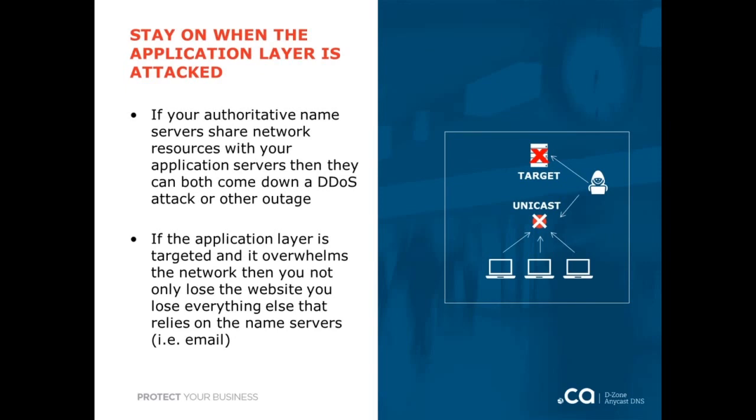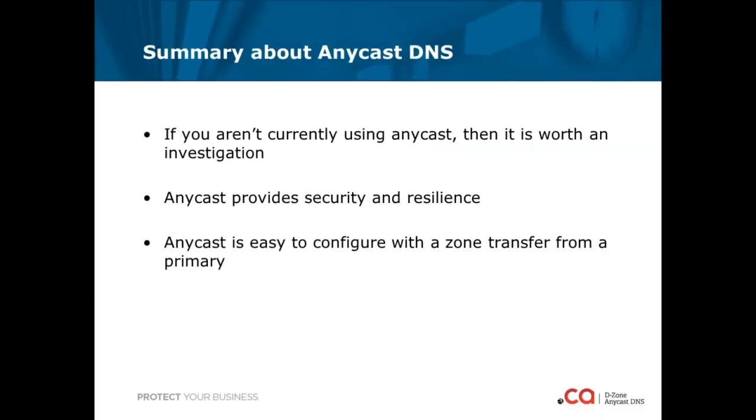Now let's turn it to an attack scenario. Let's say the target is some application on your network. If your authoritative name servers share the network resources with your application servers, then they can both come down in a DDoS attack or outage. So if the application layer is targeted, perhaps it overwhelms the DNS server or overwhelms the network that the DNS server is on. In that scenario, you lose everything that relies on it, even though they weren't the initial target.